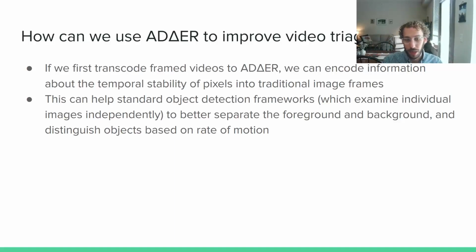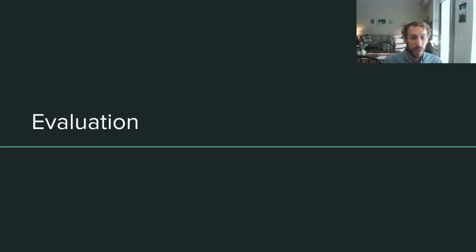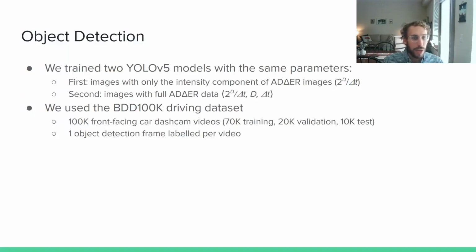So you don't have to look at a whole bunch of frames, you don't have to have a complicated recurrent structure, which means that you can still do object detection at a high rate. And to evaluate this idea, we trained two YOLOv5 models with the same parameters.